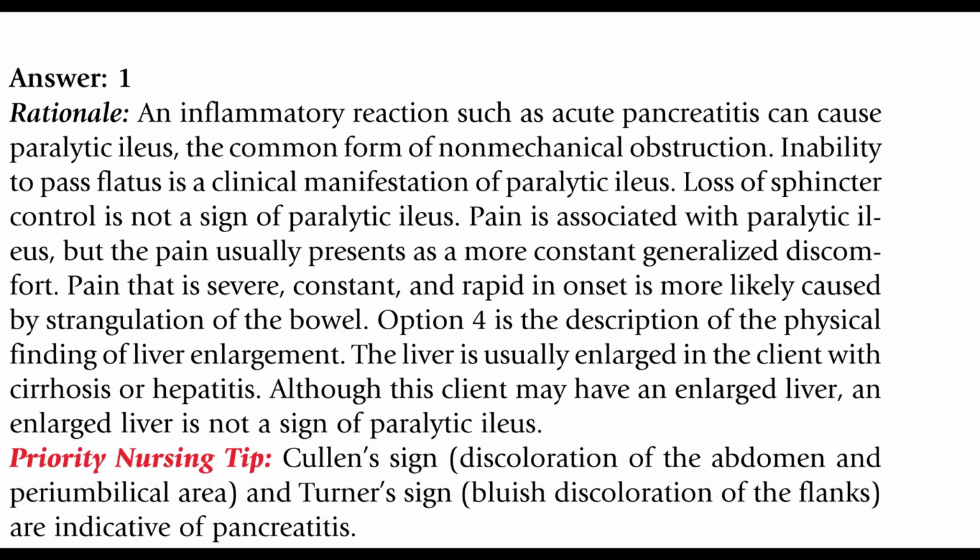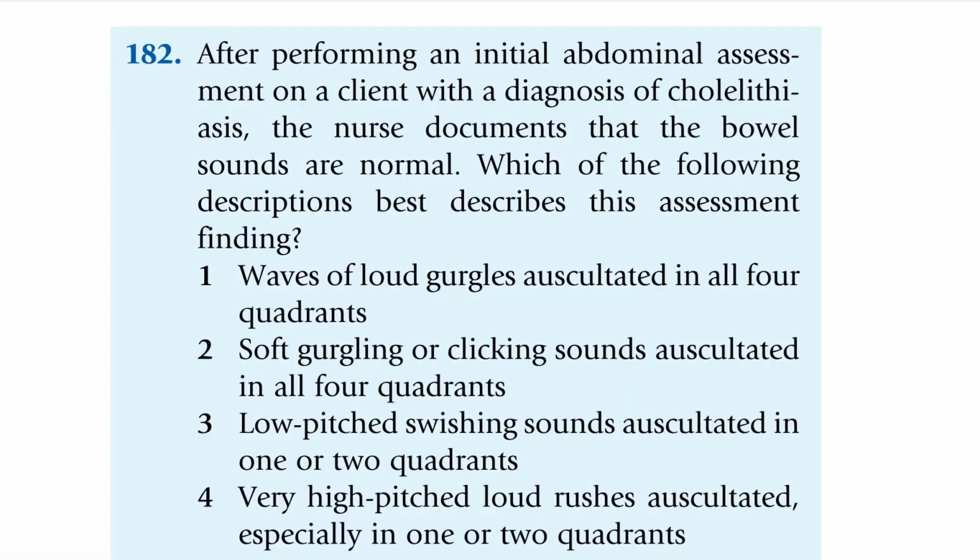Option 4 is the description of the physical finding of liver enlargement. The liver is usually enlarged in the client with cirrhosis or hepatitis. Although this client may have an enlarged liver, an enlarged liver is not a sign of paralytic ileus.